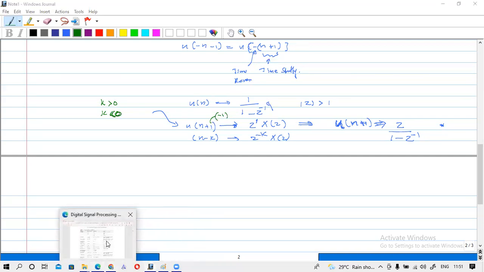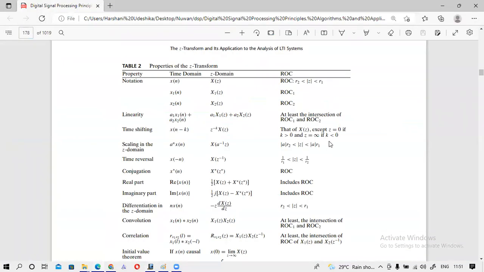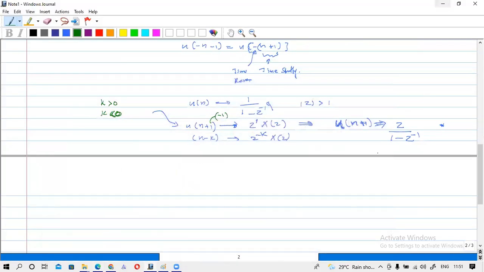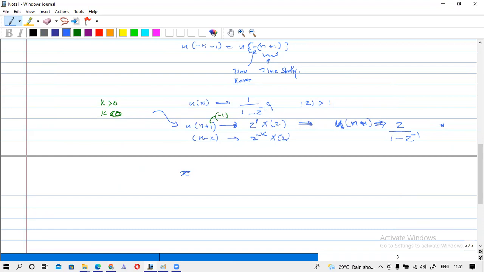Let's see it again. So k is less than 0, z will not have the infinity. Now you can see that. I will write it here again. So you have u[n]. The z transform of u[n] will be 1 over 1 minus z^(-1). Don't worry about this one. If you can't remember this, it is okay.